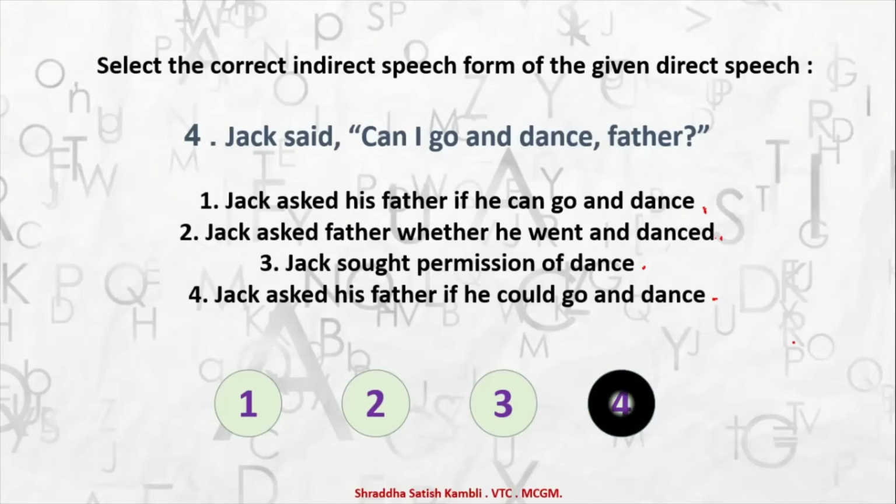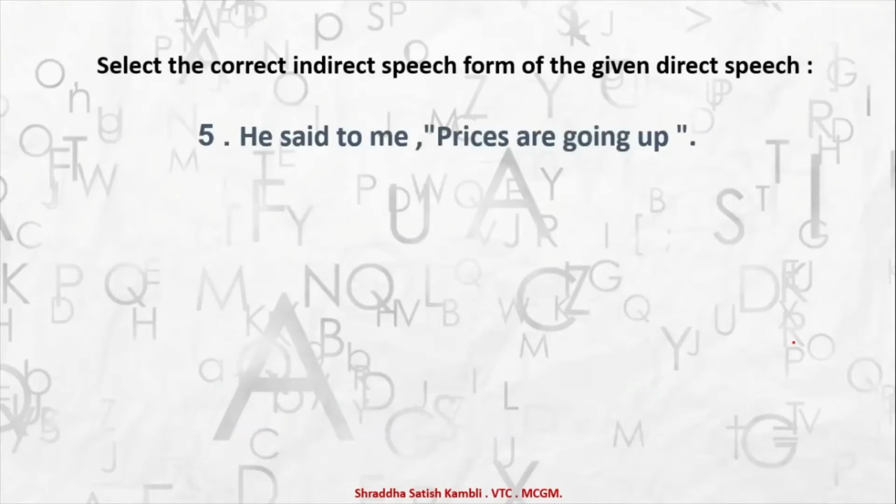It is option number 4 again. Jack asked his father if he could go and dance. So you remember we discussed that can becomes could. So option number 4 is the correct one. Now we come to the last question in this pattern. Question number 5. He said to me, prices are going up.